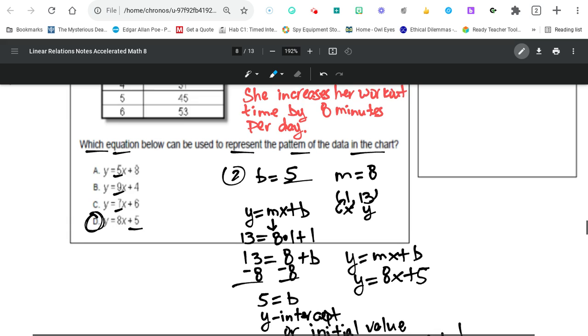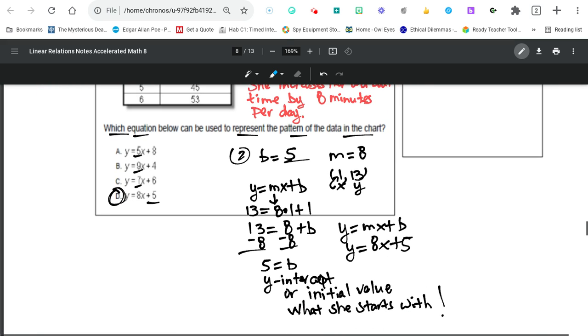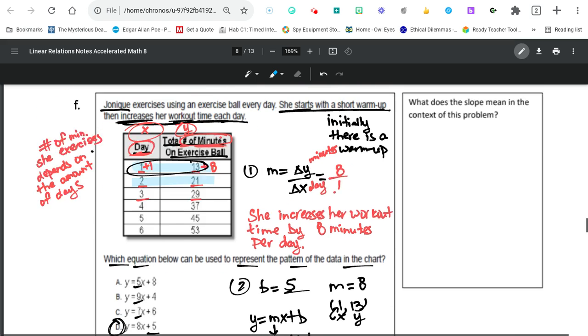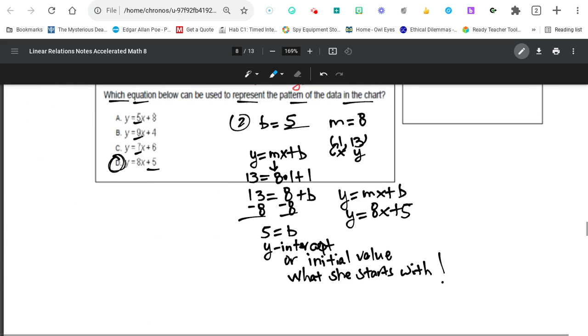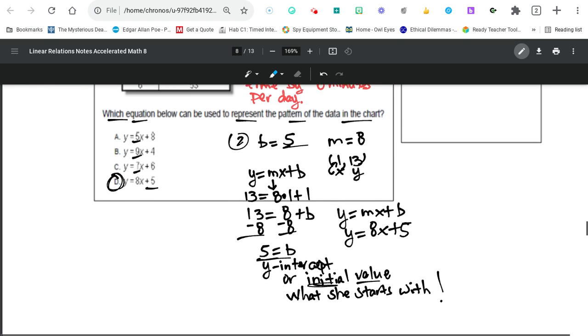Okay, what does she start with? So I'm going to go back. Keep in mind the number 5, but it's the initial value. So what does she start with? She starts with a short warm-up. Okay? So it says initially there is a warm-up. This 5 represents her initial value, what she starts with. So 5 what? What is that? What does she start with? People start with a warm-up. So five warm-ups? No, it's a 5-minute warm-up.